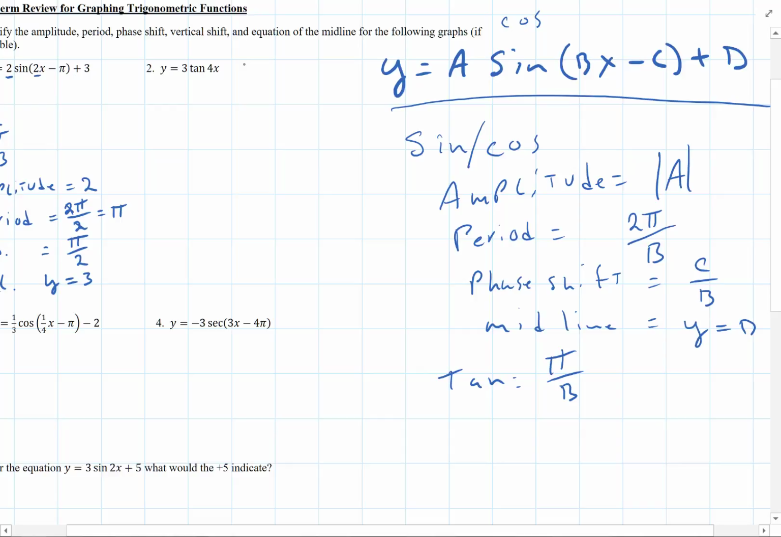So for this particular equation, the only thing we can really answer, just take a closer look here, is the question about period. And for this one, the period equals pi over B. Well, B is 4, so pi over 4.